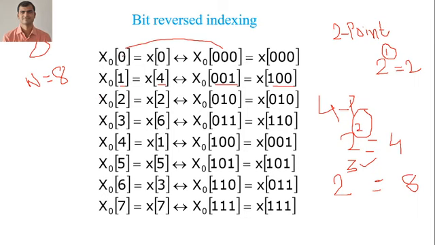So for this original sequence, or you can say the natural order, its bit reverse order is 0 4 2 6 1 5 3 7. That is the bit reverse order for N equal to 8.